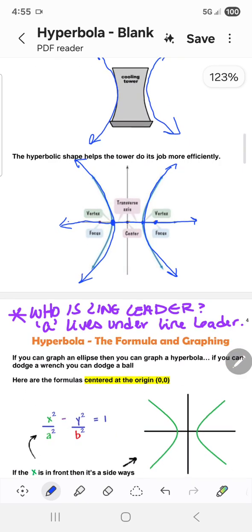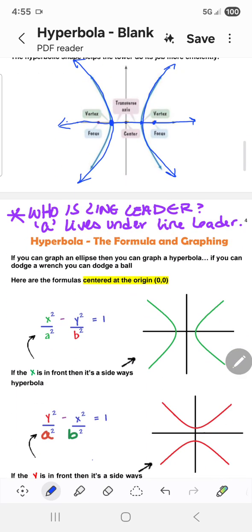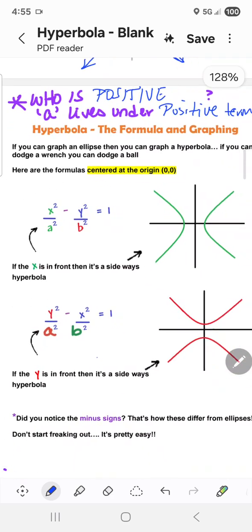With a hyperbola, the question is, who is, and I'm not going to say line leader, I'm going to say, who is positive? That's the question, who is positive? And A, the value of A, lives under the positive term. We use line leader for a different one, so we're going to say positive term. If you can graph an ellipse, then you can graph a hyperbola.